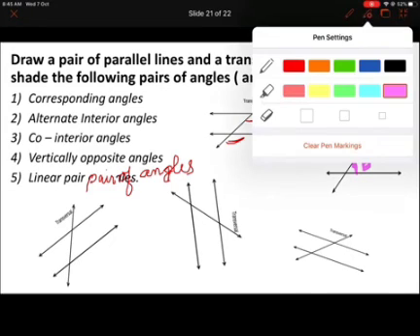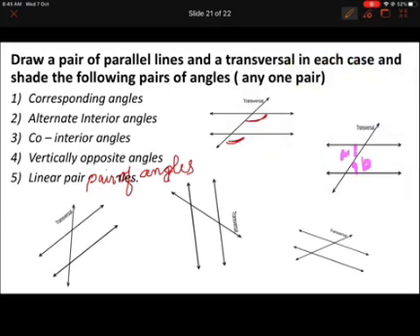Next one is co-interior angles, children. I'm showing you one pair. Co-interior means same side of the transversal and within the lines. I've shown one pair. You can show the other.